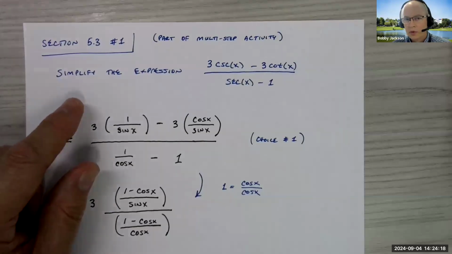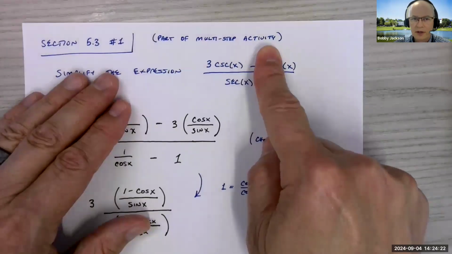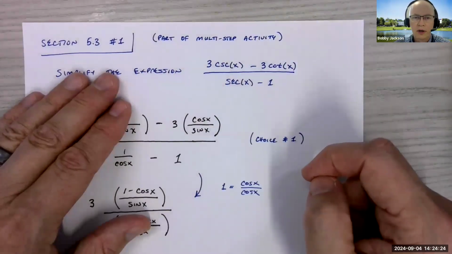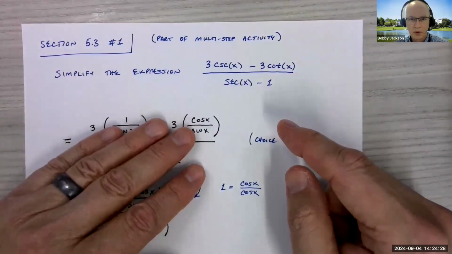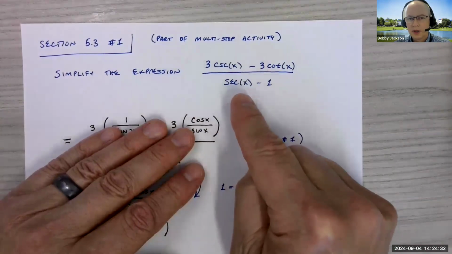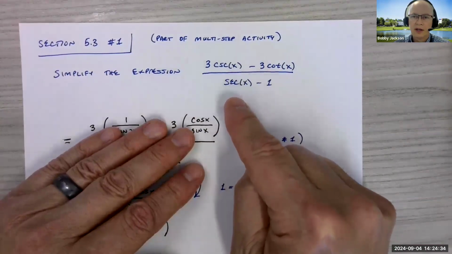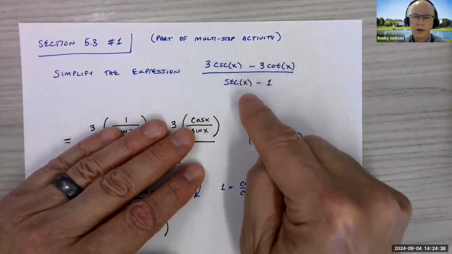Everyone, let's take a look at number 1 in section 5.3. It's part of a multi-step activity, so I think questions 1, 2, and 3 are related to that. This might bring back some bad memories, but we're going to simplify this trigonometric expression. It's kind of like, if you remember, verifying trig identities, very similar to that, except we're not quite sure where we're going with it.